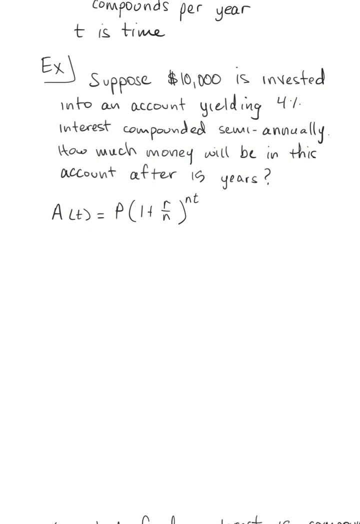So the P, the principal investment, is $10,000. The interest rate is 4%. But remember, 4% is not a number that can be used in a formula. It's 0.04.